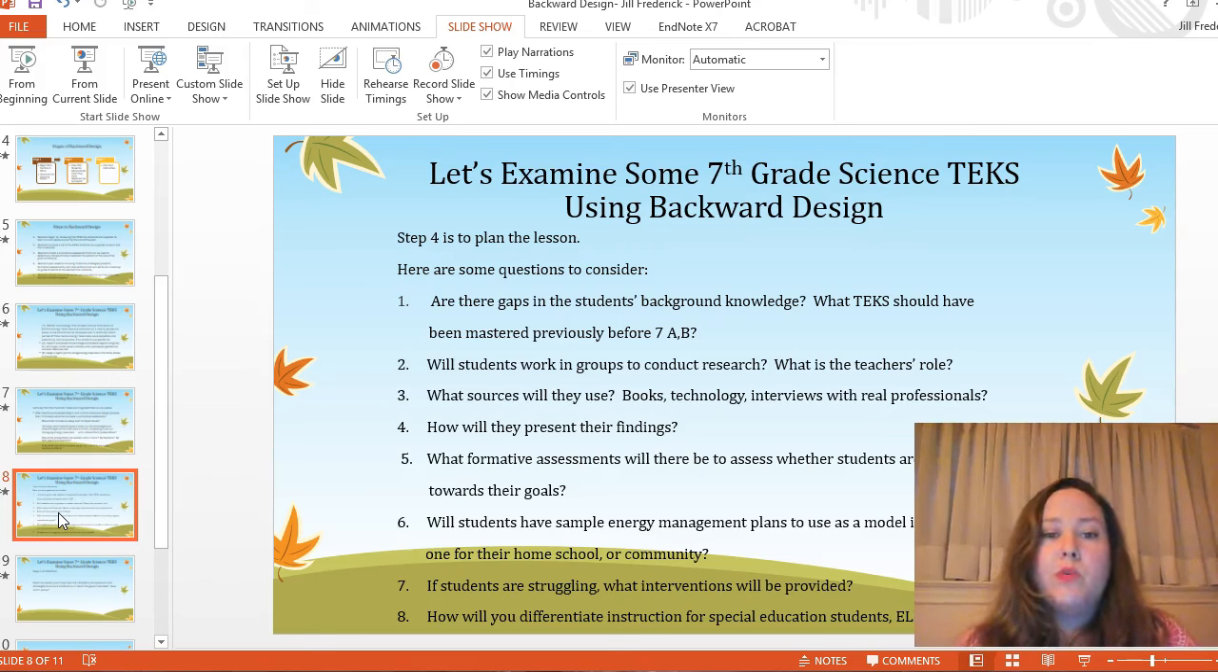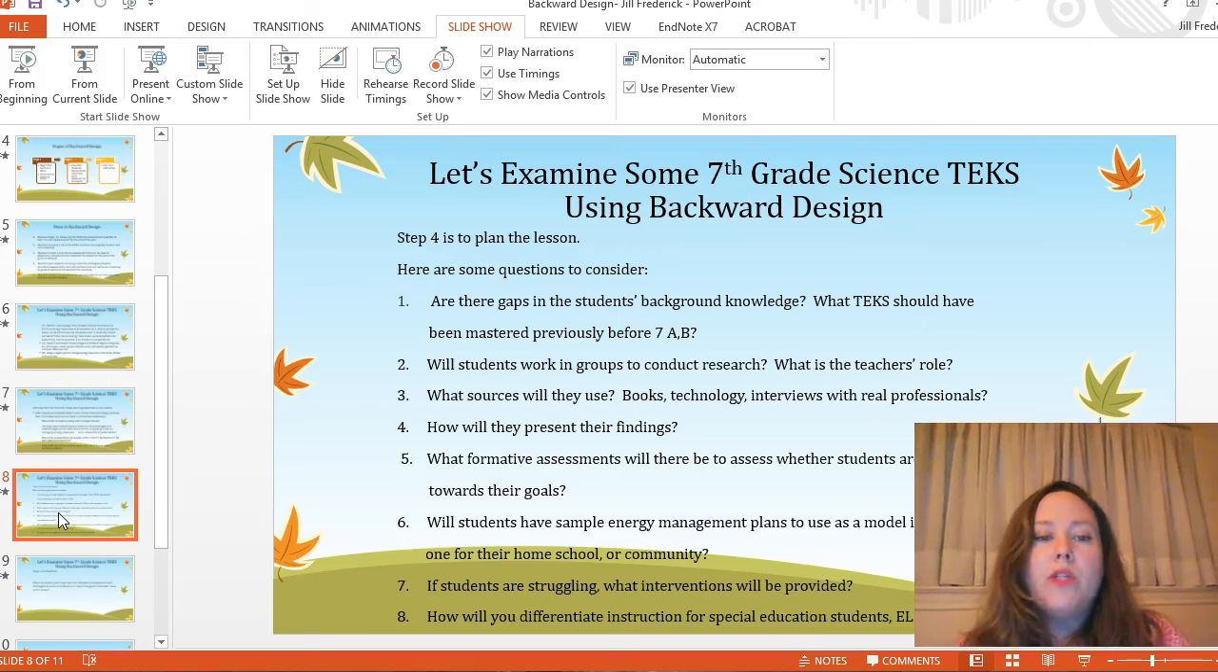Number 2, will students work in groups to conduct research? What is the teacher's role? Does the teacher have more, less, or equal role with cooperative learning? What does a teacher do? Is the teacher just a facilitator? Does it change daily? These are questions you need to ask.